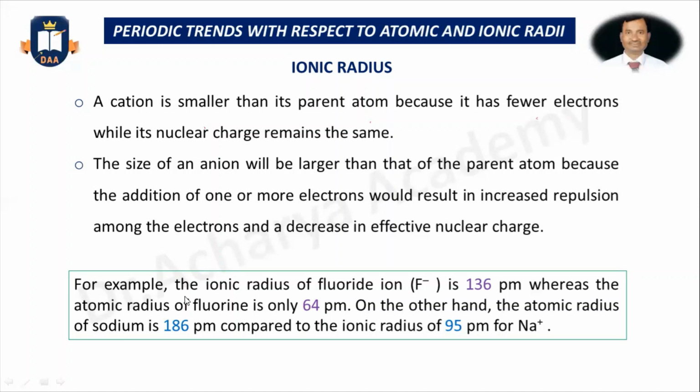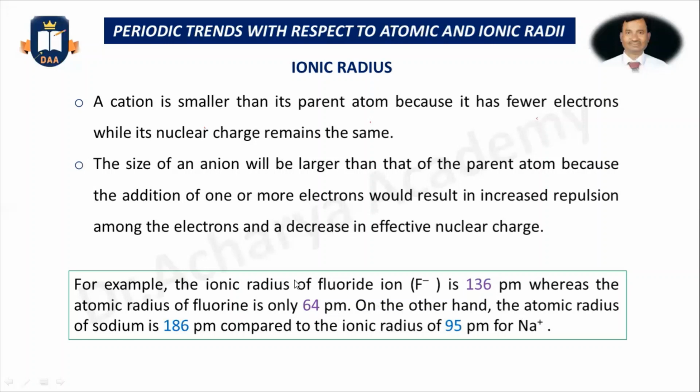Example, the ionic radius of fluoride ion is 136 picometer, whereas the atomic radius of fluorine is only 64 picometer. That means the fluoride ion is the anionic form of fluorine. Then as per this discussion, the size of the anion will be increased, and in this case the ionic radius is 136 picometer, when the atomic radius of the fluorine atom is only 64 picometer.